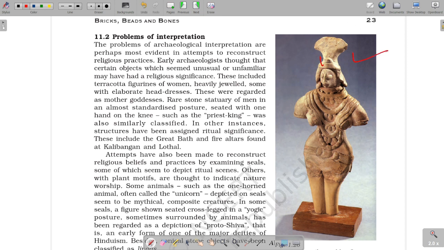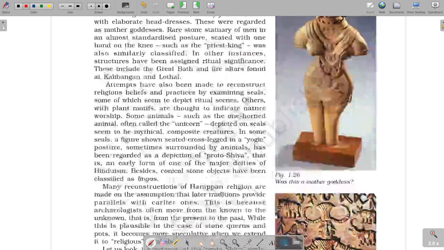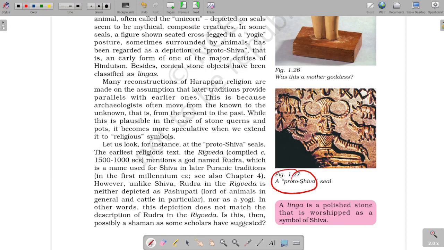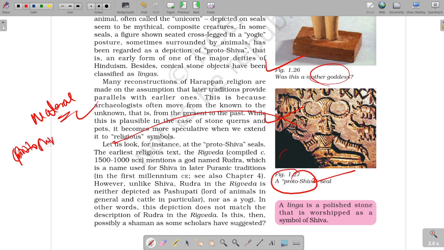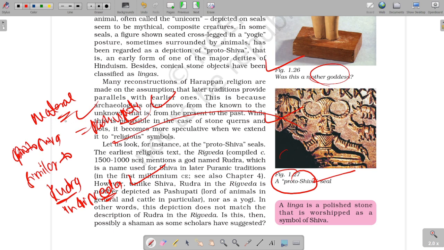This is the mother goddess figure found at Mohenjo-daro. Guys, now some say that the proto Shiva, these are the material evidences found at the Indus Valley civilization or Harappan culture. This is the mother goddess, this is proto Shiva. Some consider this proto Shiva similar to Rudra in the Rigveda. This proto Shiva is also called Pashupati. But there are some opinions that he does not belong because the timelines are different.